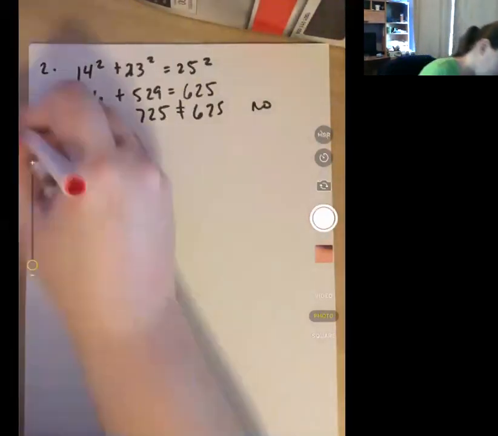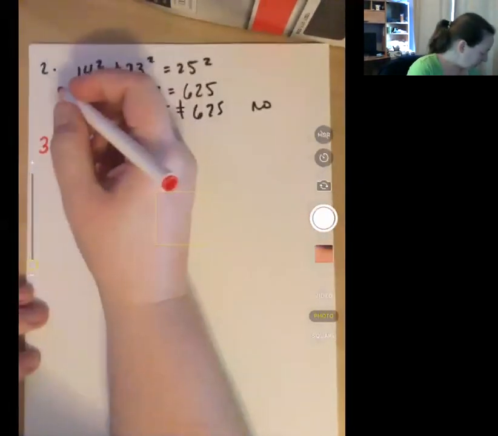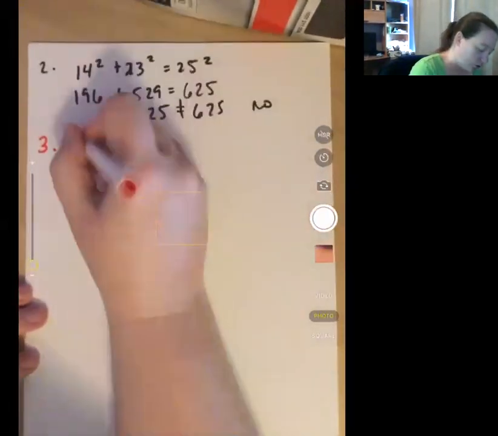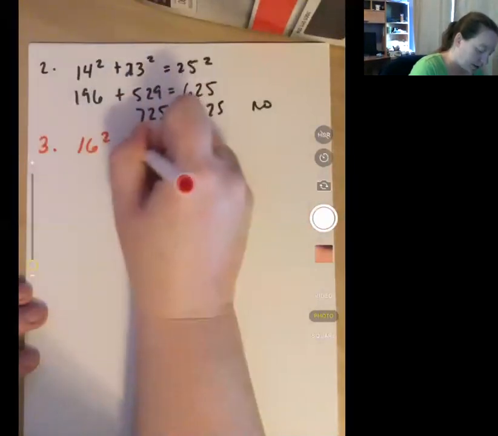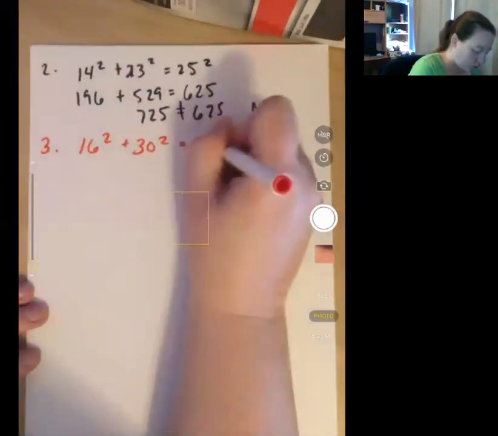Number 3 gives us 16, 30, and 34. So 16 squared plus 30 squared is equal to 34 squared.